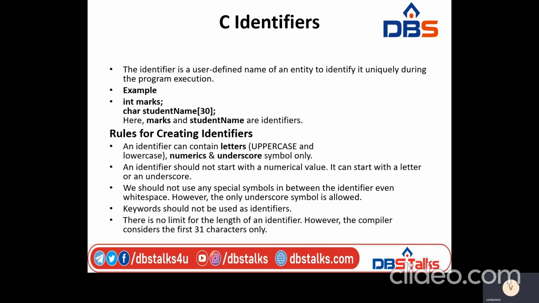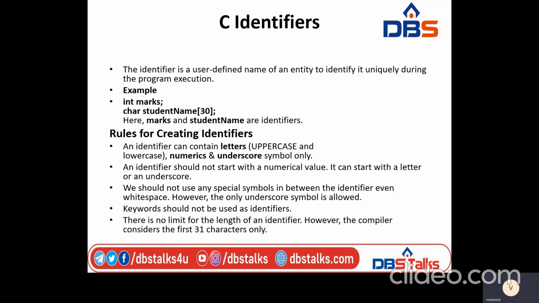In order to avoid this confusion, we give names to the locations. For location 100, I give the name A. For location 200, I give the name B. If I say update the value, you will ask one question: which location, either A or B? Then only can we update it. Identifier is like that only. An identifier is nothing but a name given to one location. For example, int marks, or char student name. Here marks and student name are the identifiers.